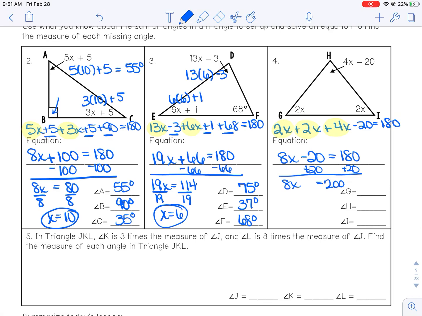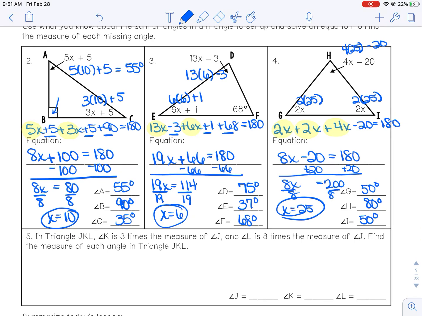When I divide each side by 8, I get x is equal to 25. Angle G is 2 times x, so 2 times 25, 50 degrees. I is also 2 times x, so that one is also 50 degrees. And the last one, 4 times 25, which is 100, minus 20 is equal to 80 degrees. As long as you can do two-step equations and combine like terms, you're going to be good on these.